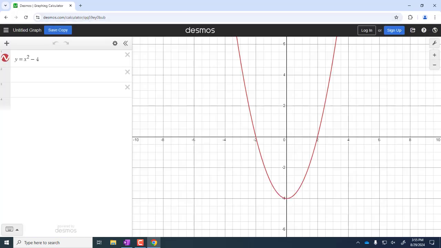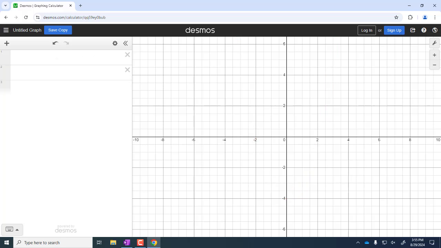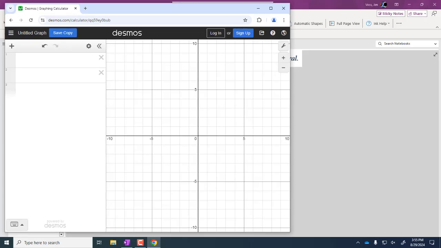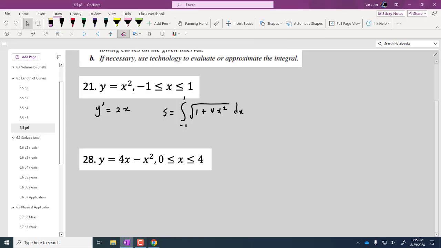Whoa. How did I just open Desmos randomly off the web and have a function already in it? That's weird. That's bizarre. I just went to desmos.com and there was a function in there. That's weird.